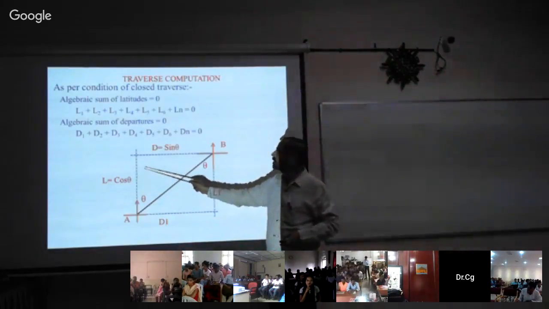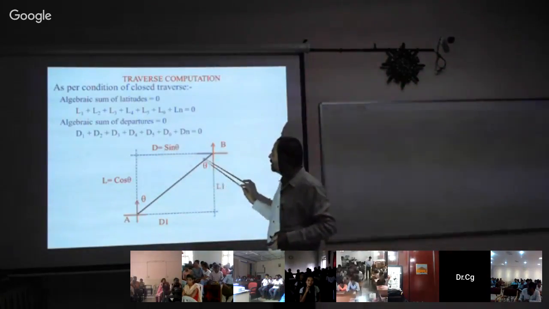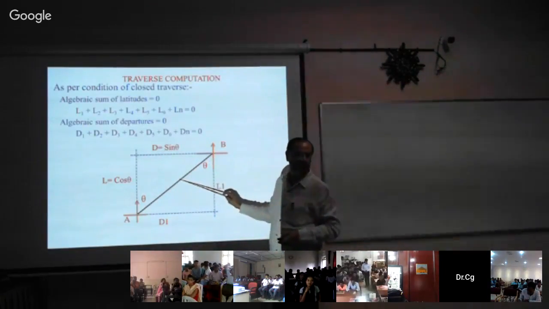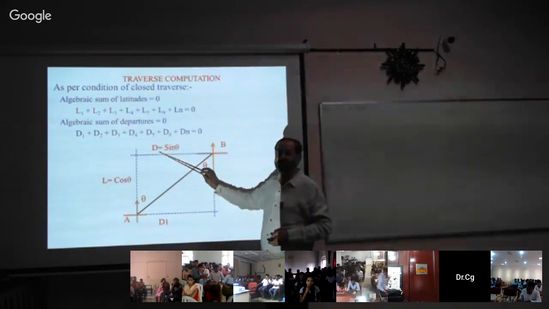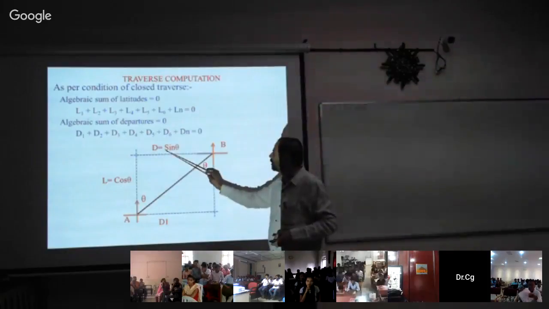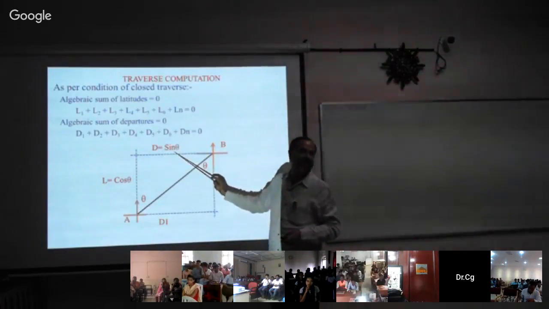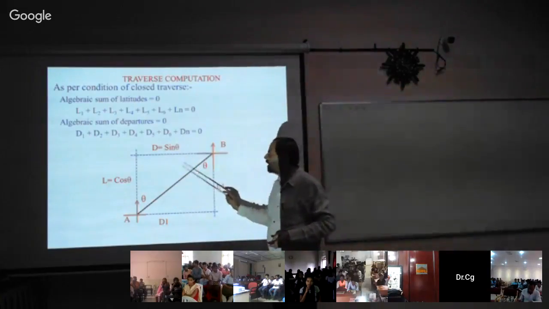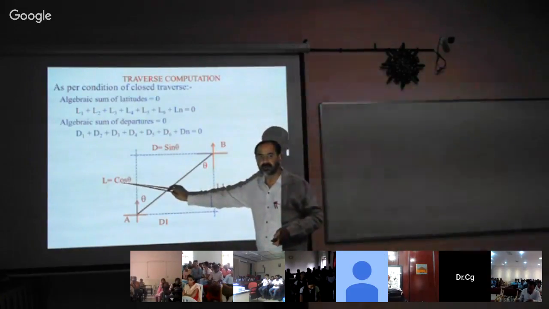Understand? Now here L is missing. While solving this problem, we want this hypotenuse, no? In solving this problem, we need that is D, into L cos theta. D is equal to AB into sin theta, and here L, the latitude, is equal to AB into cos theta.